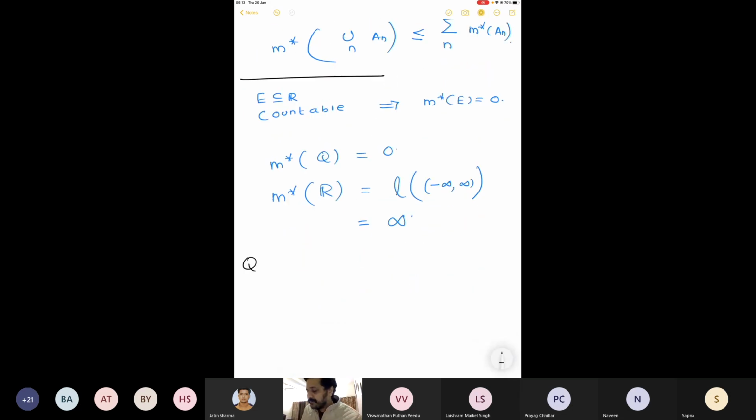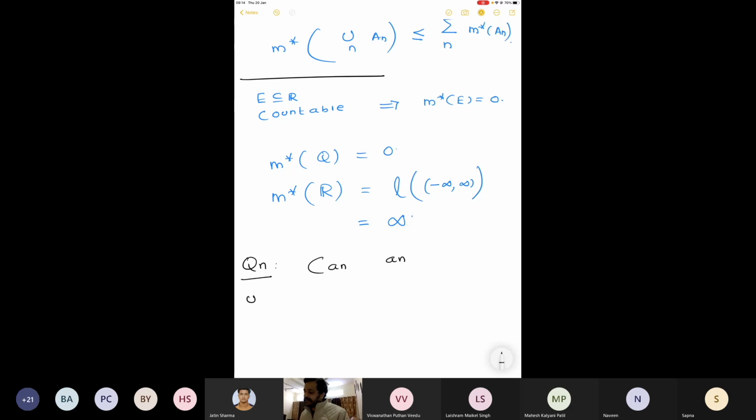Whether the question makes sense, forget about the answer. We want to see, for an uncountable set, can we always say that outer measure will be non-zero? If that is the case, we will be happy, because countability and uncountability can be distinguished with the help of measure. Countable is negligible, measure is 0. And if for uncountable, measure is non-zero, then we will be happy.